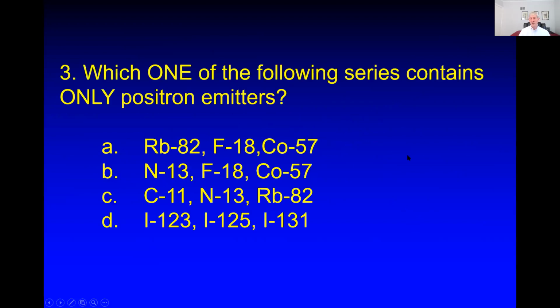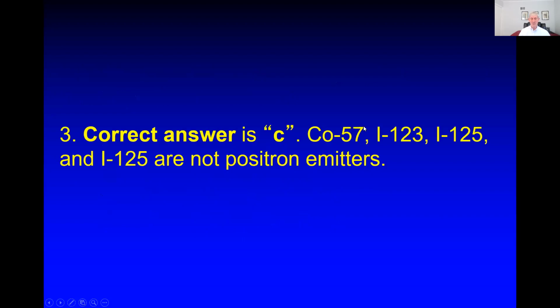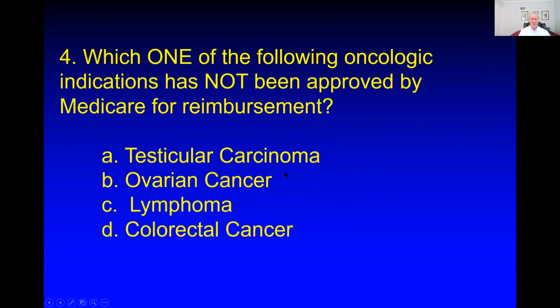Which one of the following series contains only positron emitters? C. That would be C. You know cobalt is not, so A and B can't possibly be right. None of these iodines is positron. I-124 would be, but it's not in the list. So carbon 11, nitrogen 13, rubidium. Those are choice C.